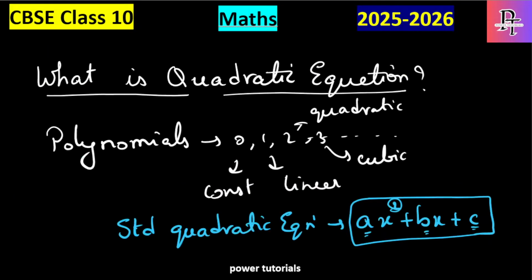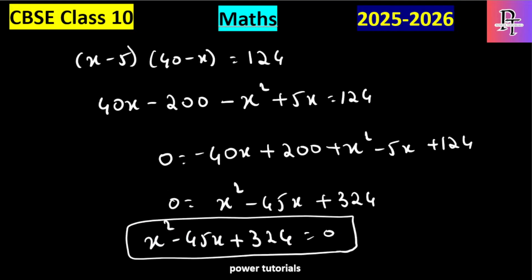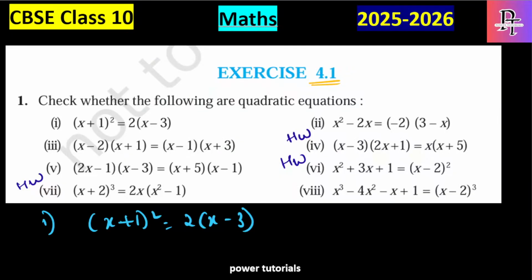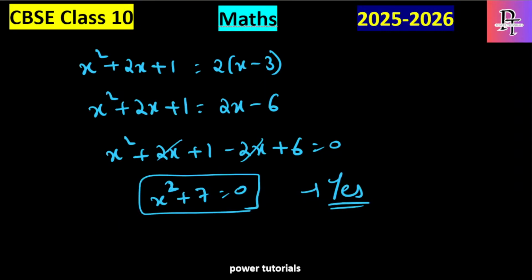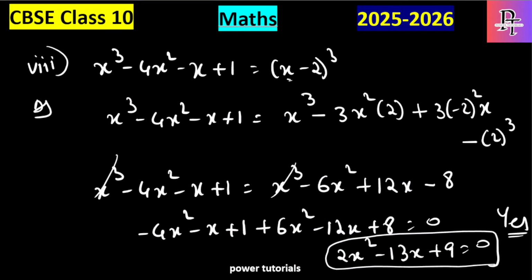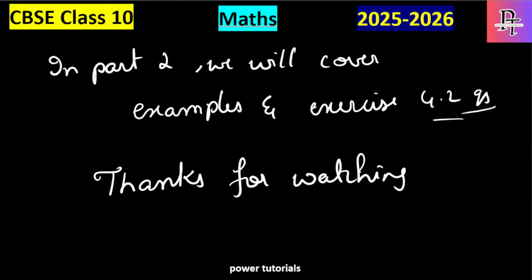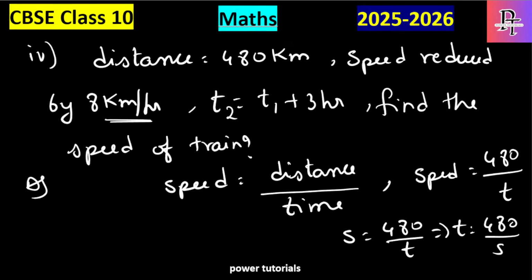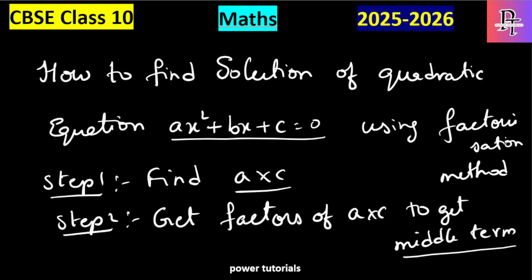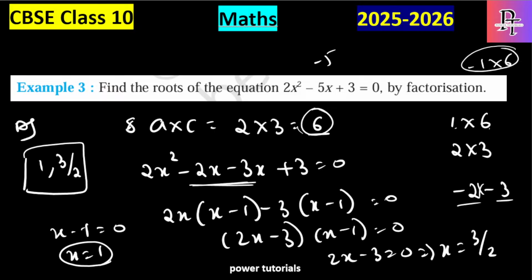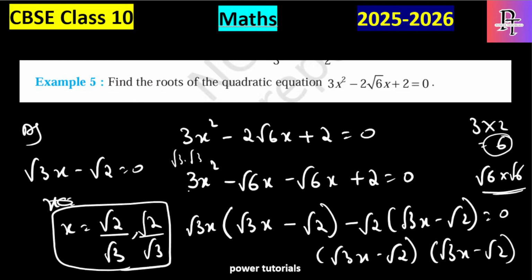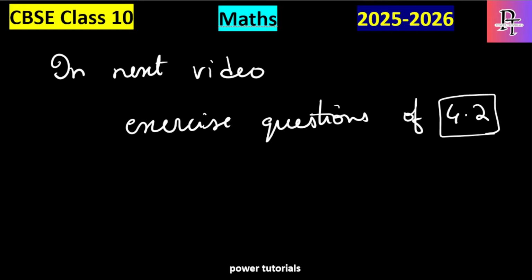So let's do a small recap. In the previous parts we have covered what a quadratic equation is. We also covered the example questions, and then we covered the exercise questions of 4.1, and a few I kept as homework, and those I have covered in another live session. The homework was around 5 questions. And then we covered the example questions of exercise 4.2 and how to solve a quadratic equation using the factorization method. So those I have covered.